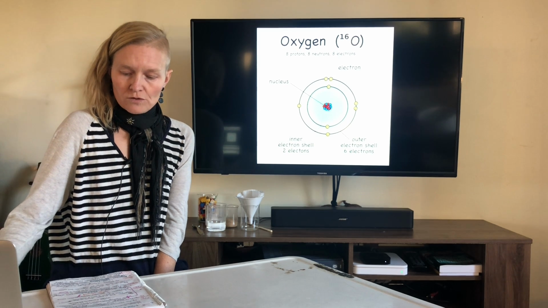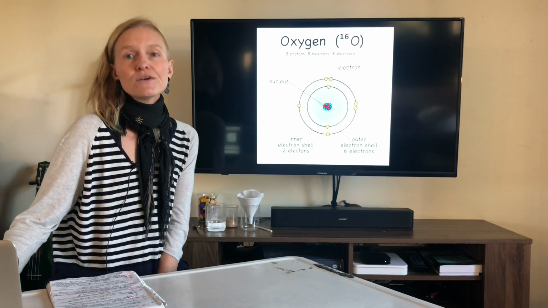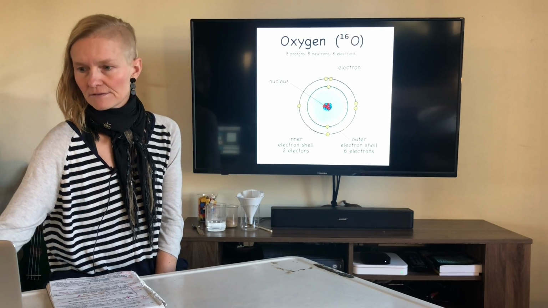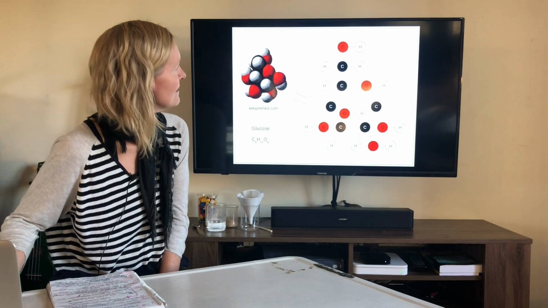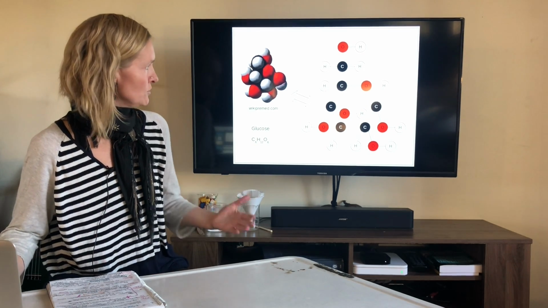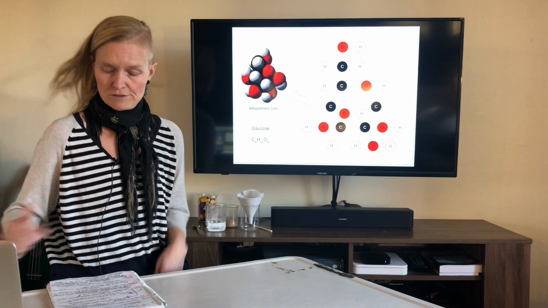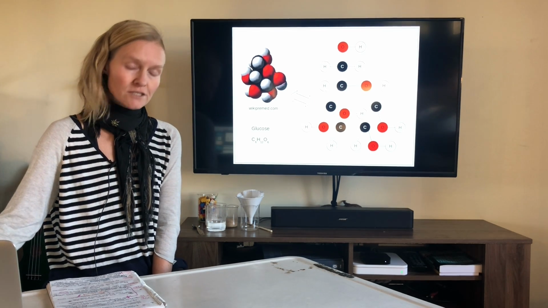So H2O and O2 are examples of small molecules, but there are molecules that can be quite large as well. So here we have a larger molecule, and this would be quite a large molecule, but there are molecules that are even bigger than this. And this is an example of glucose. Glucose is a type of sugar. It's a pretty large molecule.